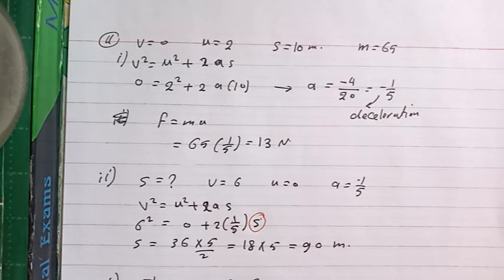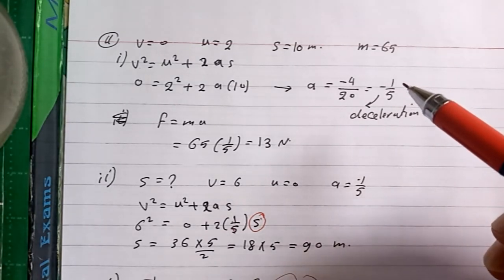Last part, the force he would need to apply to maintain the steady speed of 10. I think it's the same force, which is 13 Newtons.